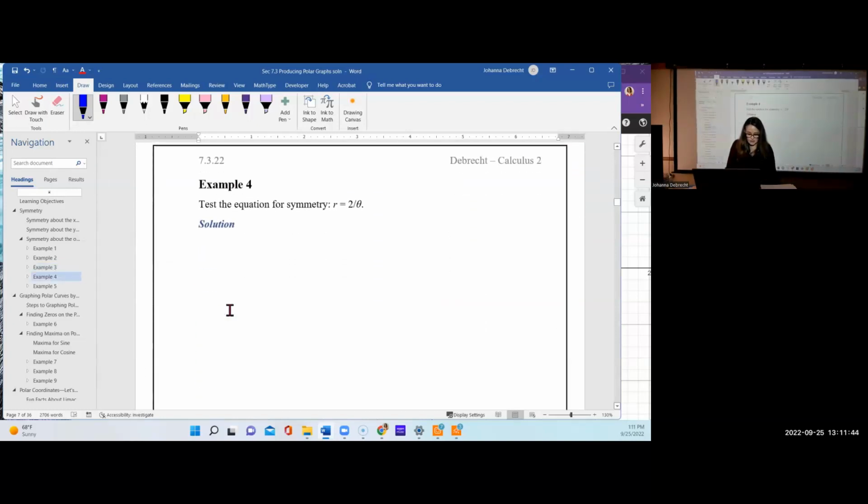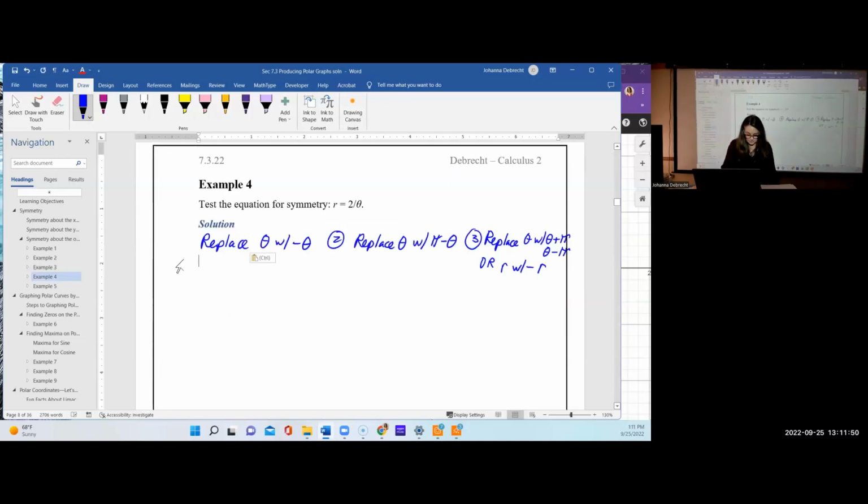Let's take a look now at example 4. Example 4 is slightly different than the ones that we've been doing. It does not have a trig function. So it doesn't have sine and it doesn't have cosine. So let's just imagine what would happen if we did all of these. So if I replace theta with negative theta, I get 2 over negative theta, but that's not the original equation. The original equation is 2 divided by theta. So no symmetry here.